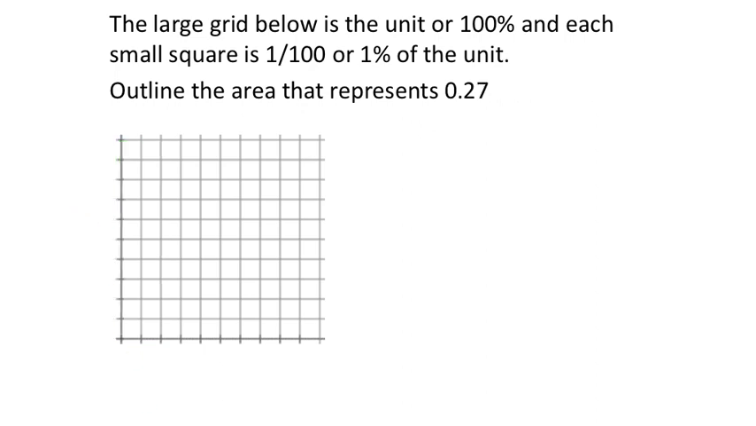All right, now it is a decimal, right? But once again, this 0.27 would read as 27 hundredths.